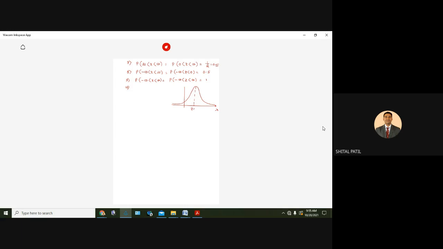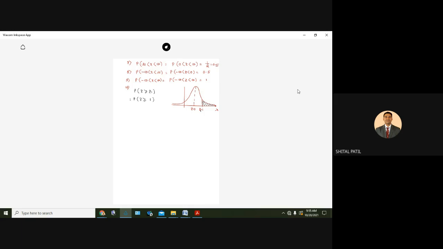This is z equal to 0, this is z equal to 1, and we have to find this area. Our aim is to find this area. Our aim is to find the probability of z greater than z1, where z1 equal to 1. That is equal to the probability of z greater than or equal to 1.